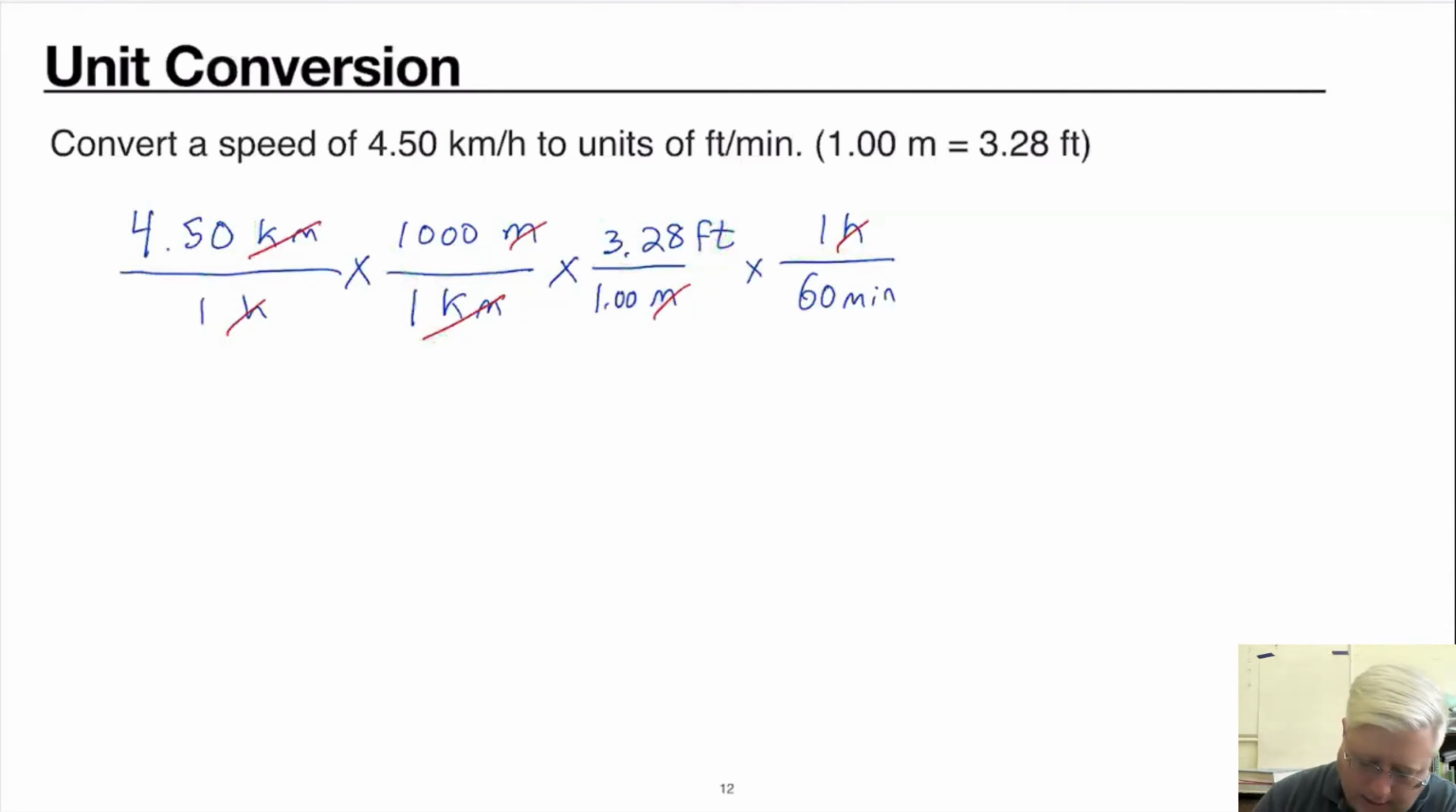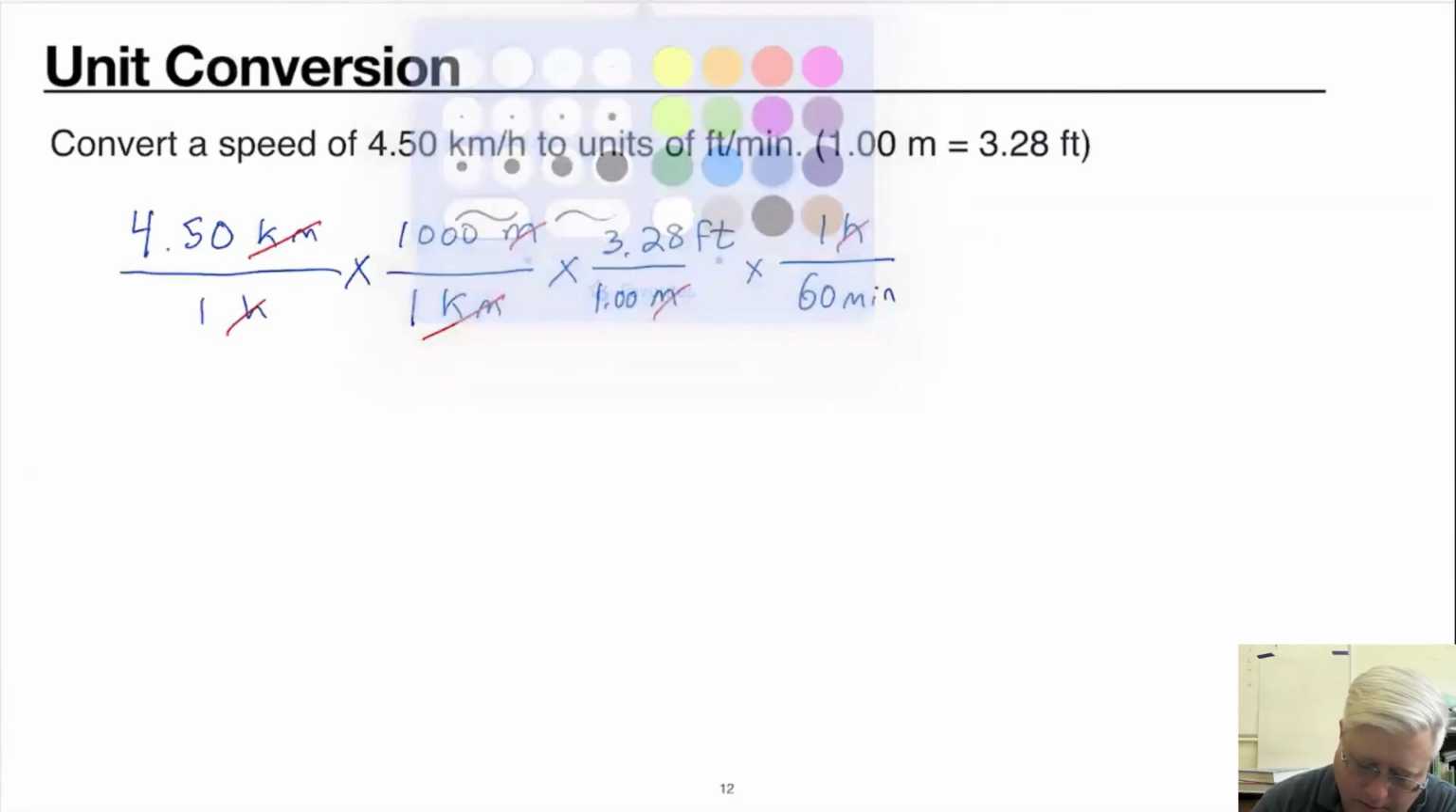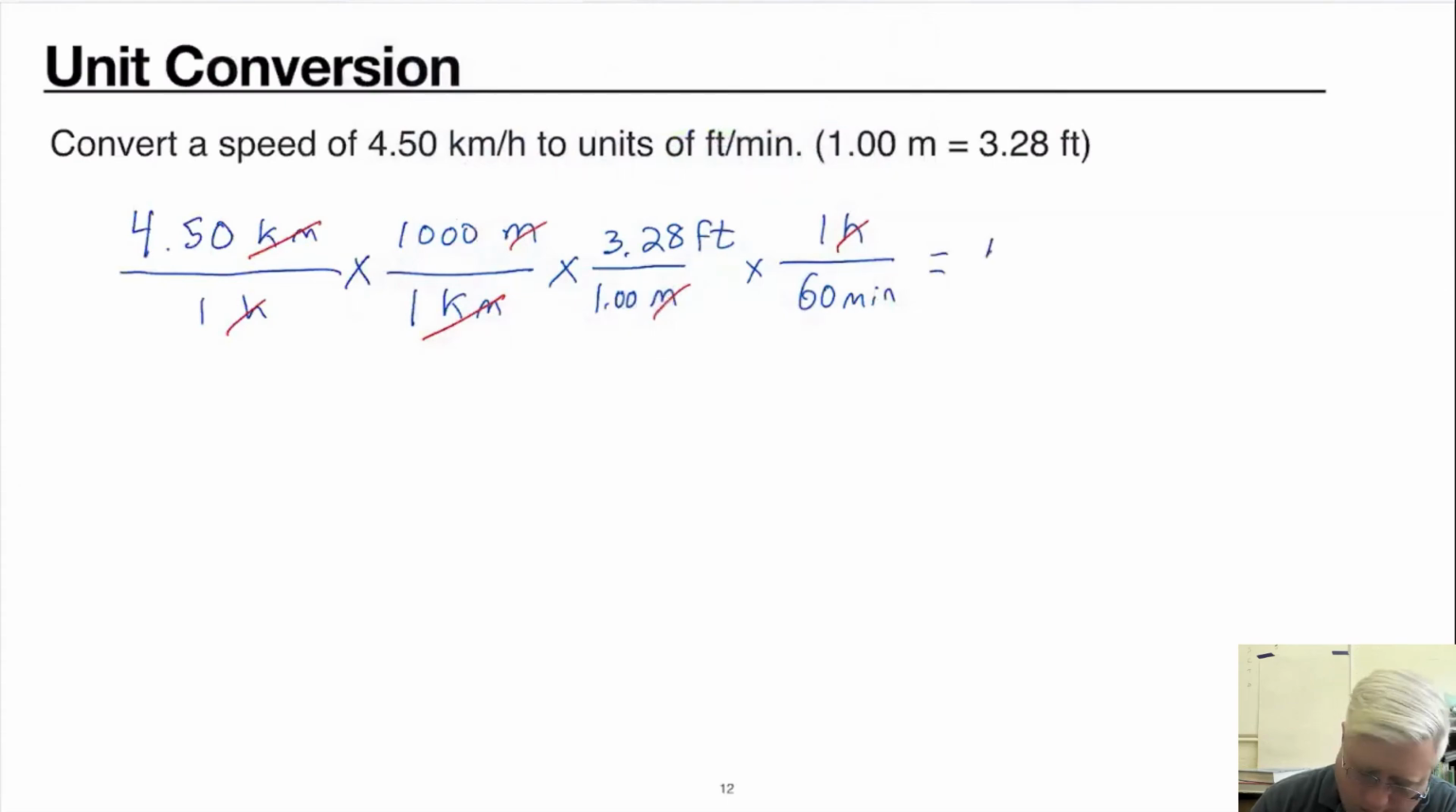Okay, and I get 246. My color's right, so. Feet per minute. All right.